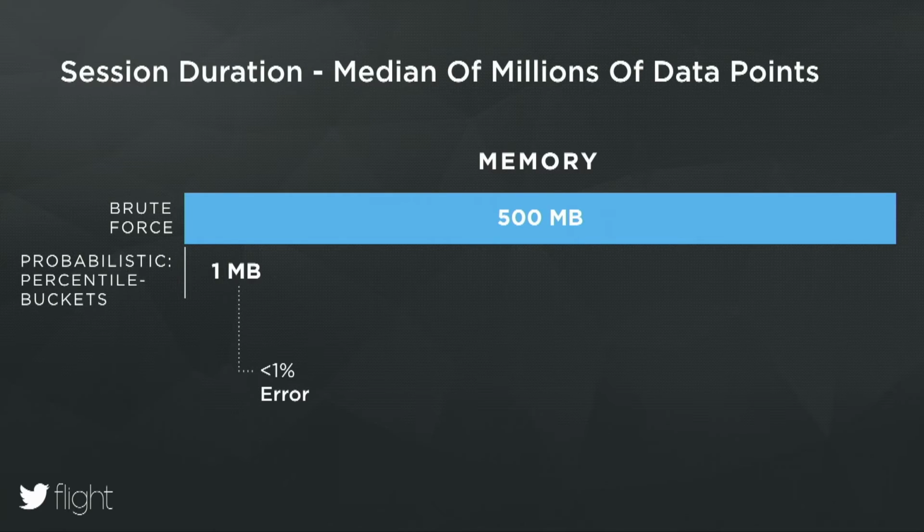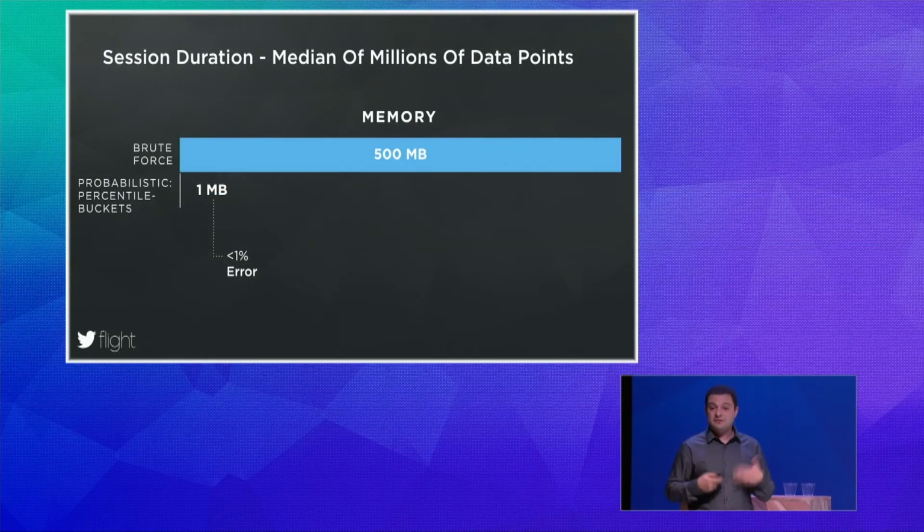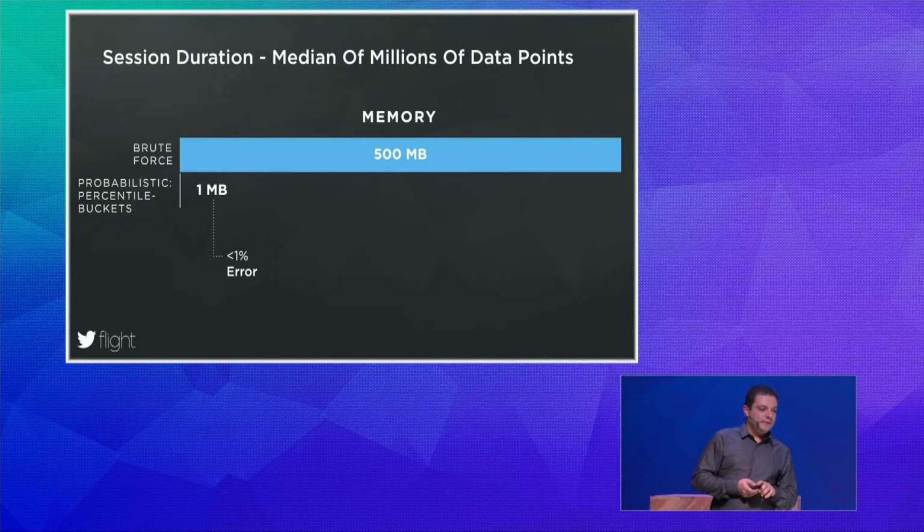For median session duration, we use an algorithm that's homegrown. And I'll go into more detail on this one because there's not literature about this one online. And similarly, in this case, we get a 500 times space benefit, again, at the cost of less than 1% error loss. So let's talk about how we compute median session duration.